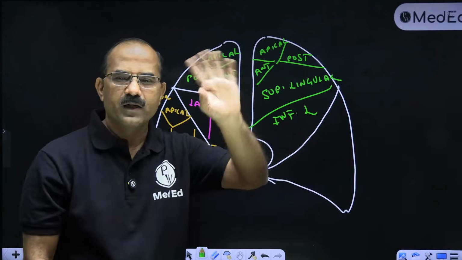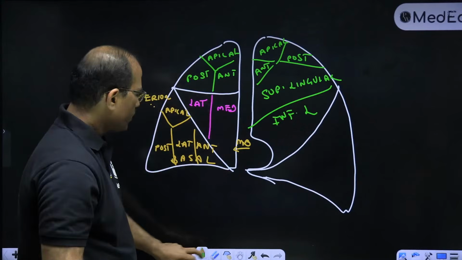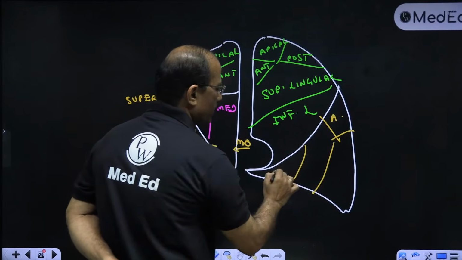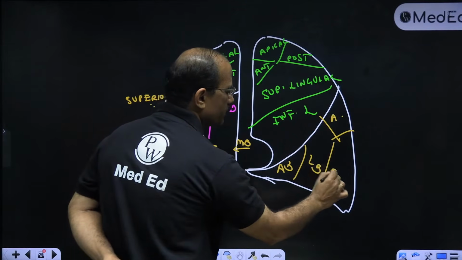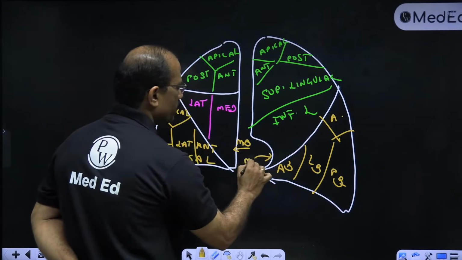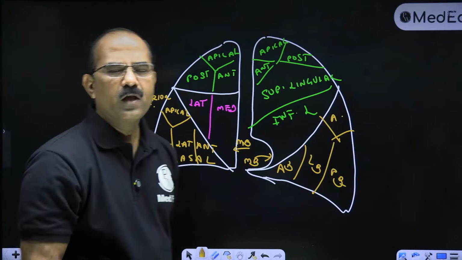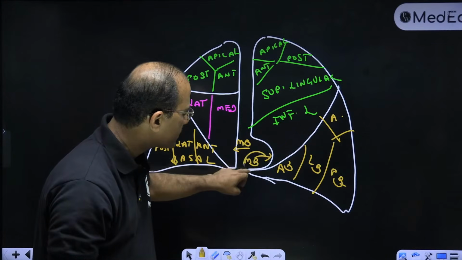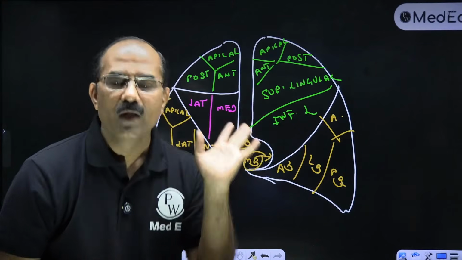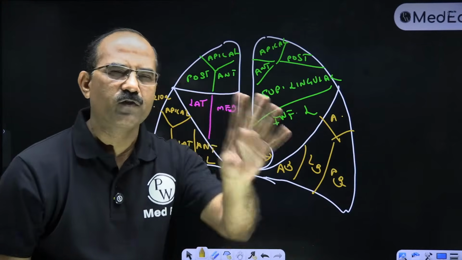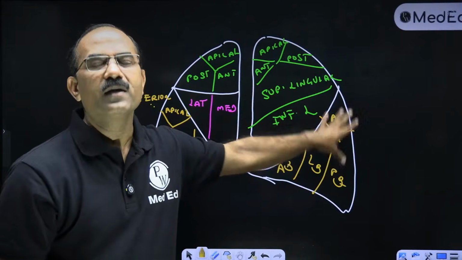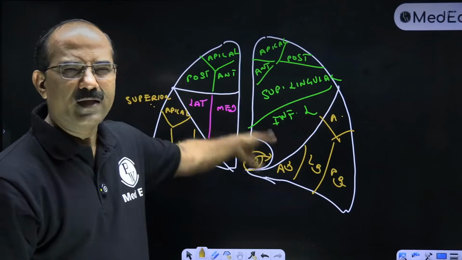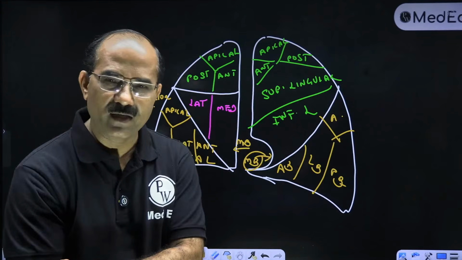Fine. Clear? Now coming to the lower lobe, same bronchopulmonary segments: this is apical, anterior basal, lateral basal, posterior basal, and one is medial basal. Normally when we teach PG students for NEET PG, we say the medial basal segment is absent in the left lung. Actually the left lung has 9 and the right lung has 10 bronchopulmonary segments, but for you, take it as 10 and 10. It's not mentioned in first year books, by the way.